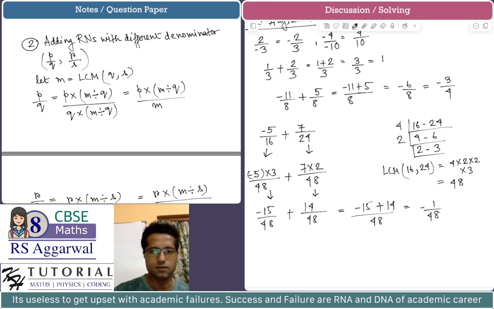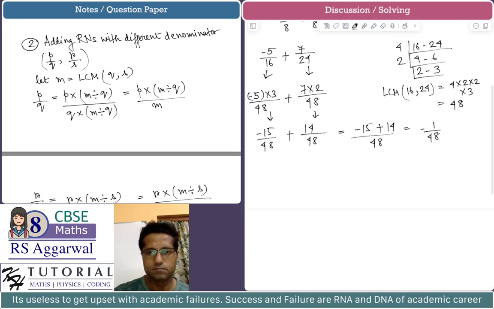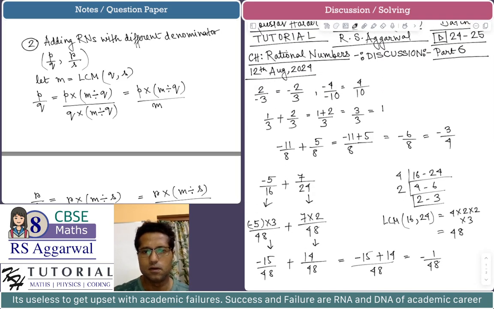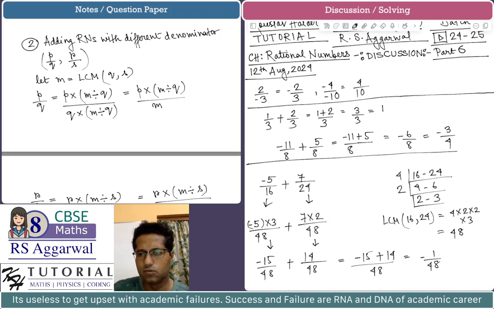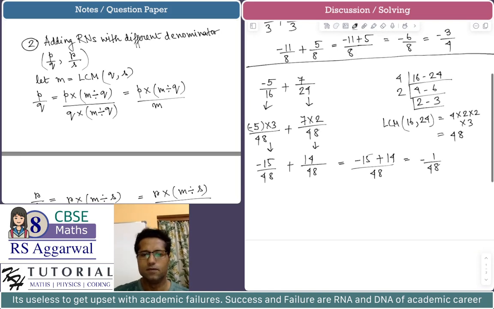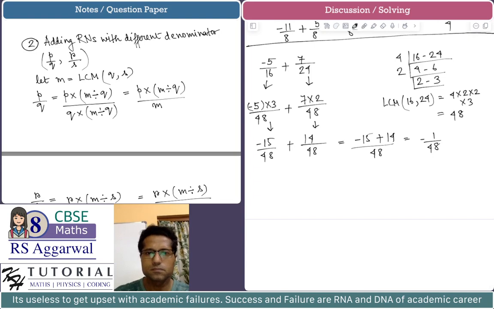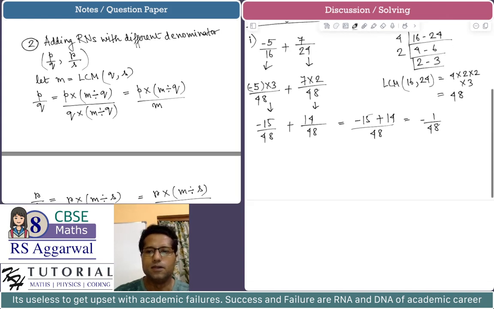Okay, let's see another example. So this was regarding how to make a rational number in standard form, and this was about adding two rational numbers with the same denominator, and this was about adding two rational numbers with different denominators. So let me just do some marking for better readability. So this was the first example. Let's see another example.